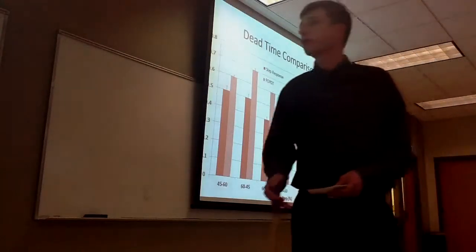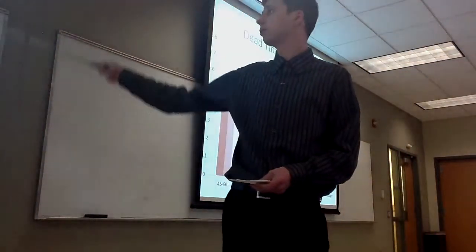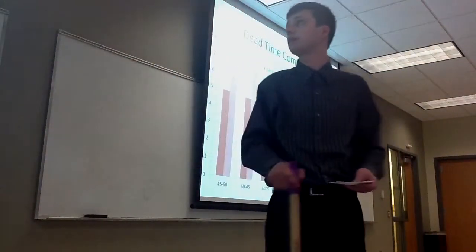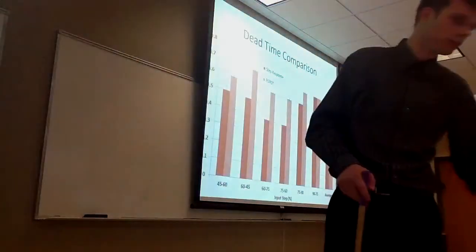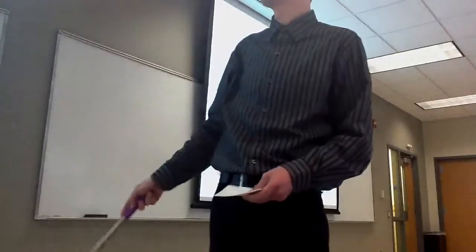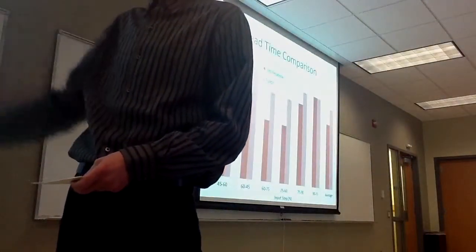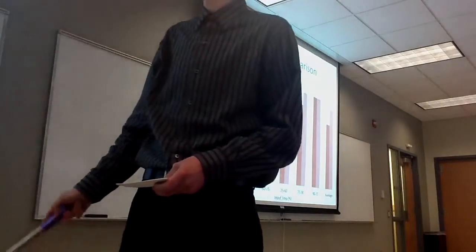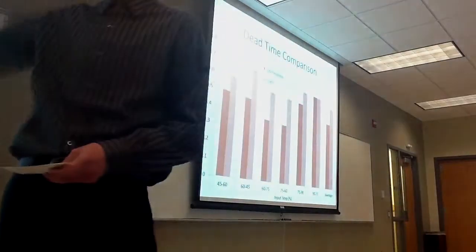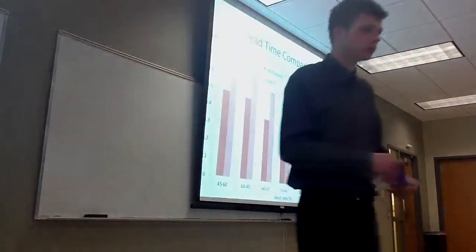This is the dead time comparison. The average of the dead time is 0.6 seconds. You can see from the upper range, the dead time is very close. The middle range, it's close to 0.5 seconds, and in the lower range, it's close to 0.55 seconds, which, relatively speaking, is very close.